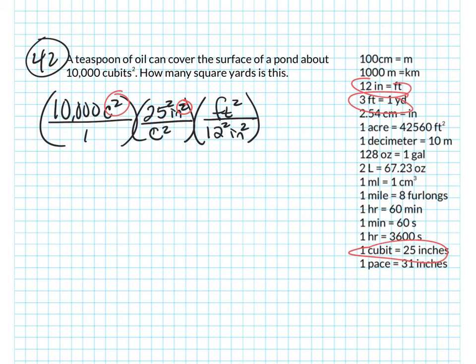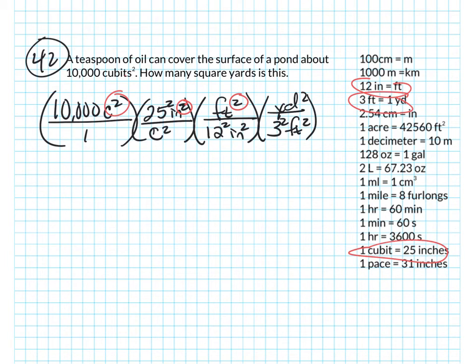All right, I'm on the way. I'm almost there to yards. So the next one is 3 feet in a yard. Now, again, I've got the same problem I had before. I've got feet squared, but I don't have it squared in the denominator. So I need to do something about that. I'll square everything in the fraction. So everything is squared. Great.